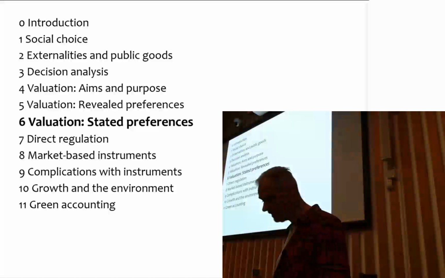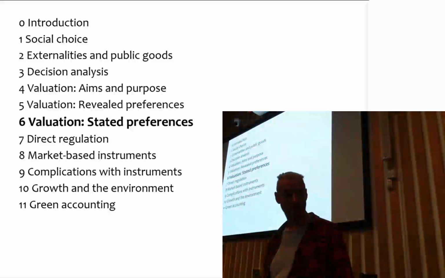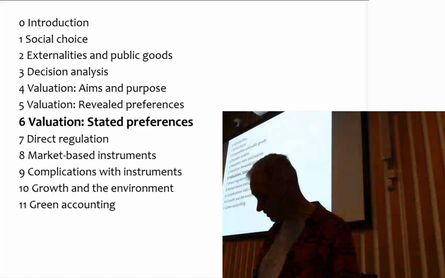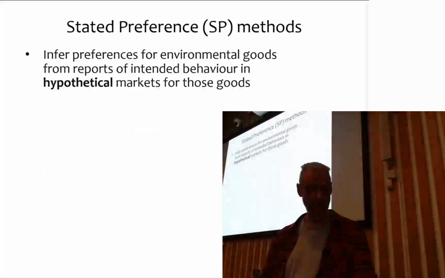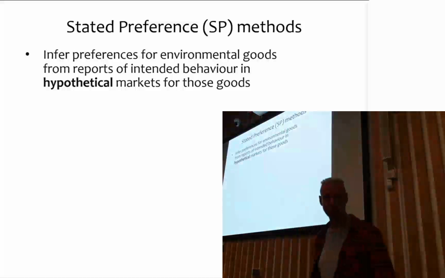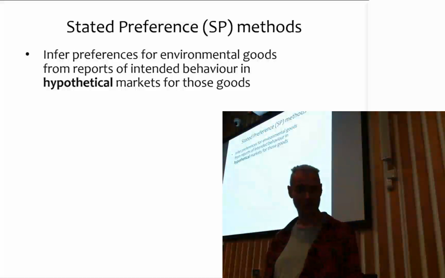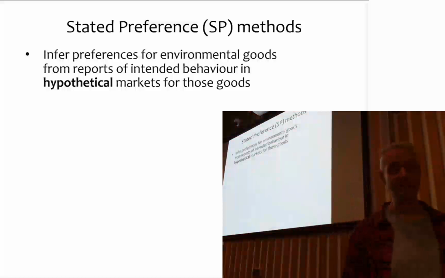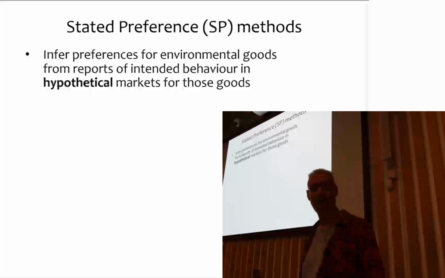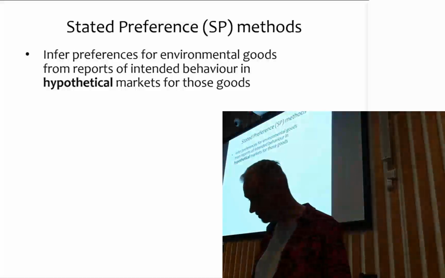We're in week 6. This is the last week of the block on monetary valuation of environmental goods and services. Let's start with the principles of stated preferences. Essentially what you do in stated preference methods is that you infer the preferences for environmental goods or services from what people say about their intended behavior on hypothetical markets for such goods and services.